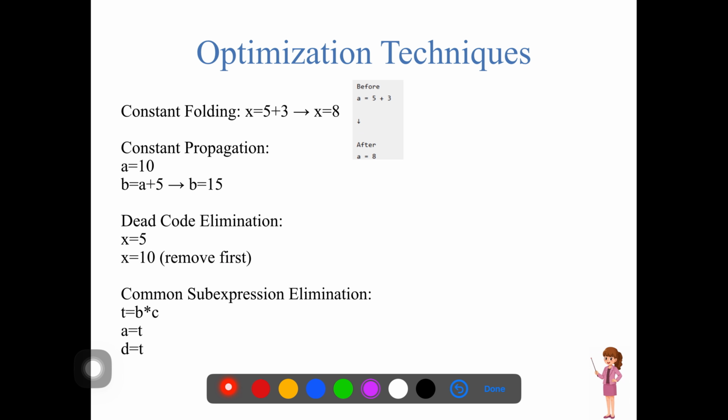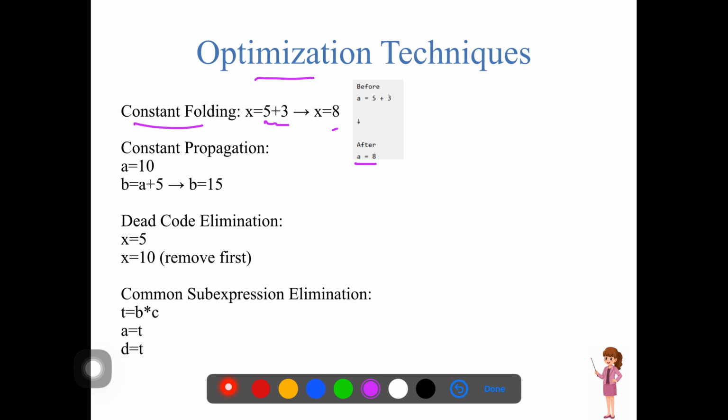Optimization techniques. Constant folding. We can see the source code x equals 5 plus 3, which turns into x equals 8. It is a machine independent optimization where the optimization is done before the machine code generation. Instead of calculating during the execution, it is calculated before execution, at compile time itself.